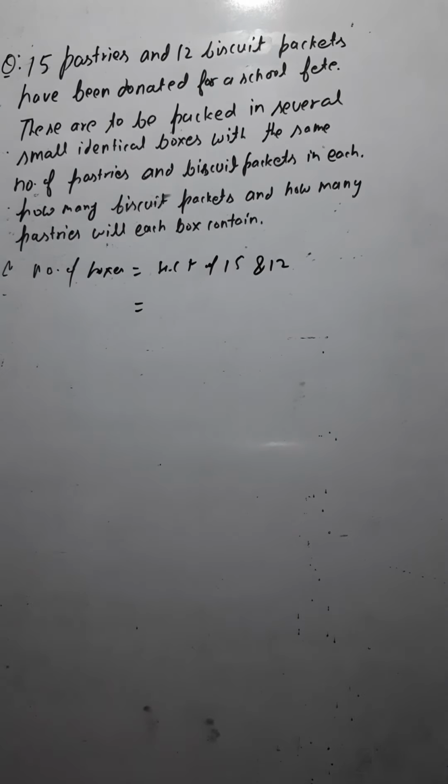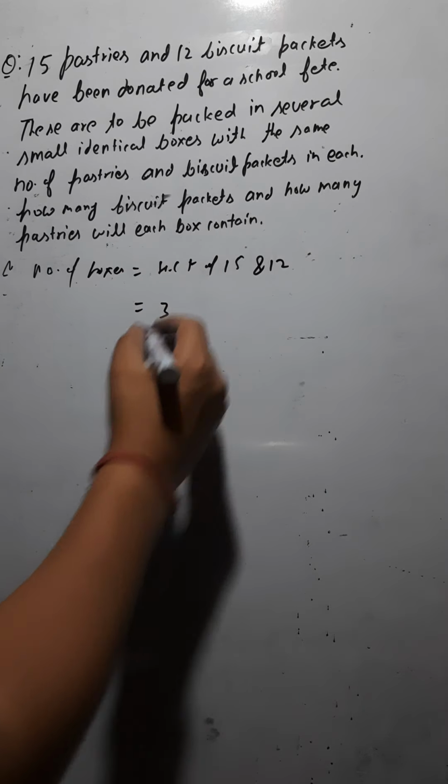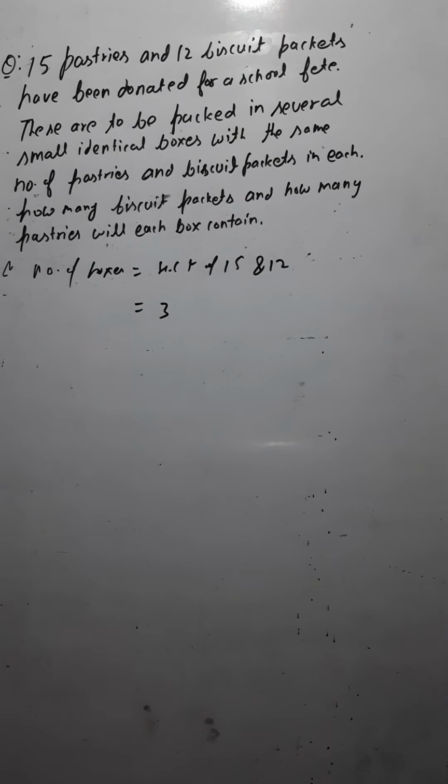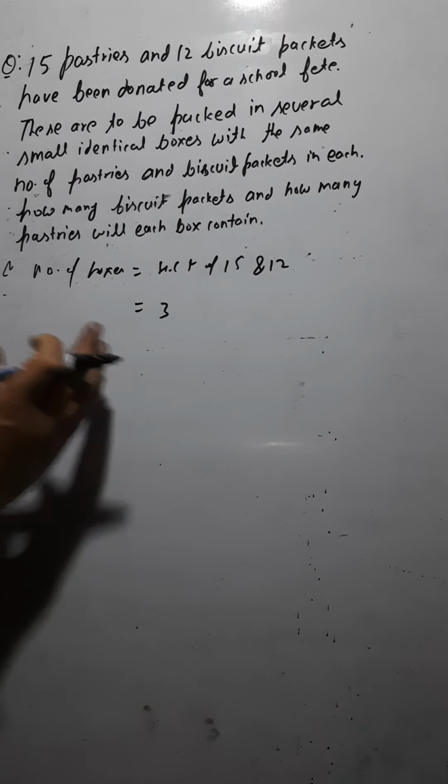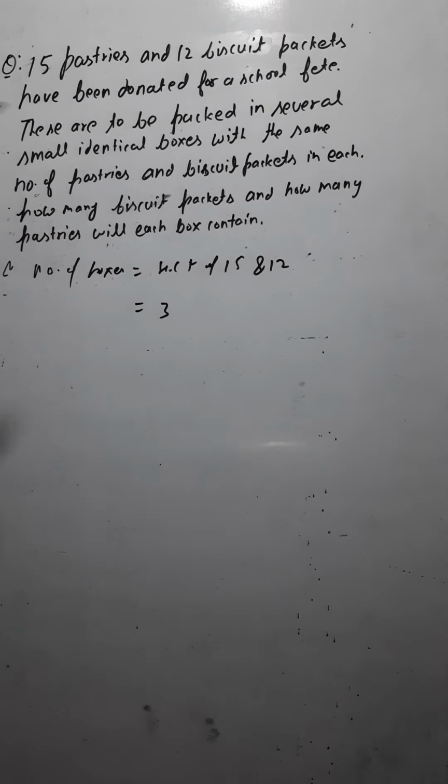So can you tell me the HCF of 15 and 12 just by the method of Euclid division algorithm? So the answer would be 3. Simple it is. So you have 3 boxes now. So in 3 boxes you have to pack 15 pastries and 12 biscuits. So how many pastries will be there in each box and how many biscuit packets will be there in each box, that you have to find out.